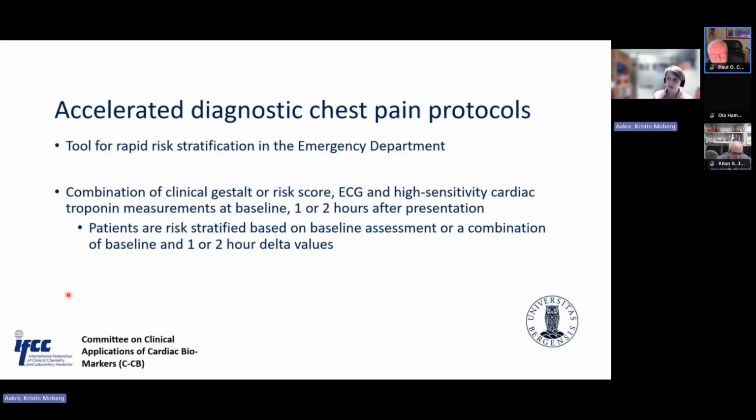So what we do here is we either use clinical gestalt in combination with ECG and high sensitivity cardiac troponin measurements, or we use clinical risk scores together with high sensitivity cardiac troponin measurements. And patients are then measured when they present and 1 or 2 hours later if that is needed. And the risk stratification is done based on that baseline sample together, if needed, with a delta value at 1 or 2 hours, if that is necessary.